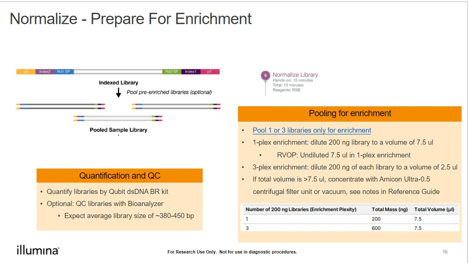So for 1-plex, we want 200 nanograms of the library diluted to a volume of 7.5 microliters. For 3-plex, we want 200 nanograms of each library diluted to a volume of 2.5 microliters for a total of 7.5 microliters of libraries. The table here is taken from the reference guide, and this just highlights that the mass is 3 times as much for the 3-plex enrichment reaction. However, the volume is the same for either plexity. And if your total volume is greater than 7.5 microliters at this point, we can concentrate by vacuum or filter.